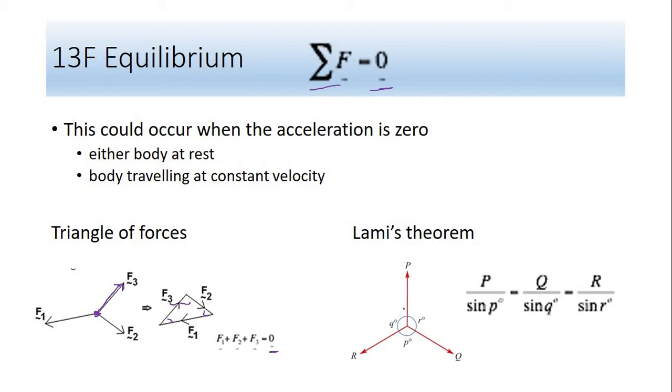So P, our force in the upwards direction, over sine of the angle between the opposite two forces, equals Q over sine of its opposite angle, equals R over sine of the opposite angle. Just like with the sine rule, you would only use two bits of this equation at any one time.